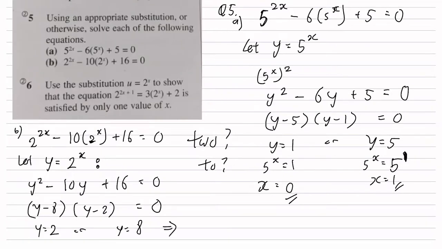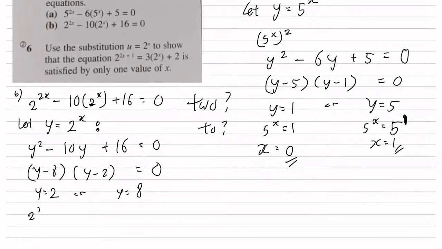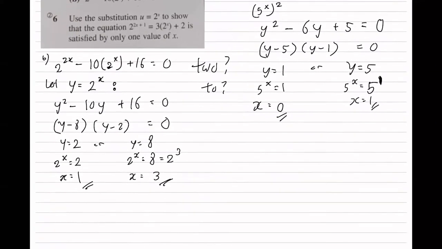This implies, are we done? No, we need to replace the y with 2 power x. So x equals to 1. This one, 2 power x equals 8, x equals 3. Okay, good. That is part B done. Let's move on. Question 6.